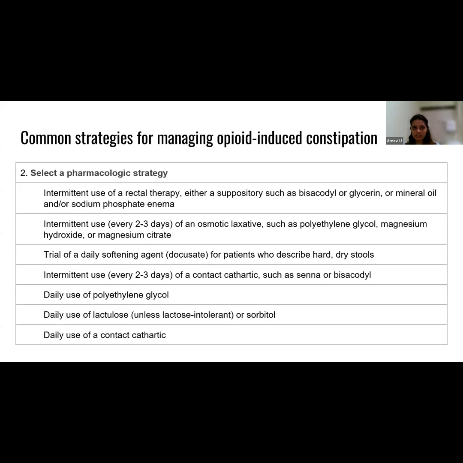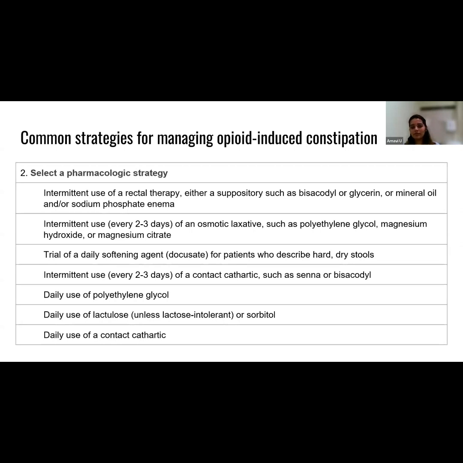Then the pharmacologic strategy, in which we have intermittent use of rectal therapy, either a suppository such as bisacodyl or glycerin, or mineral oil and/or sodium phosphate enema. Intermittent use every 2 to 3 days of an osmotic laxative such as polyethylene glycol, magnesium hydroxide or magnesium citrate. Trial of a daily softening agent such as docusate for patients who describe hard dry stools.